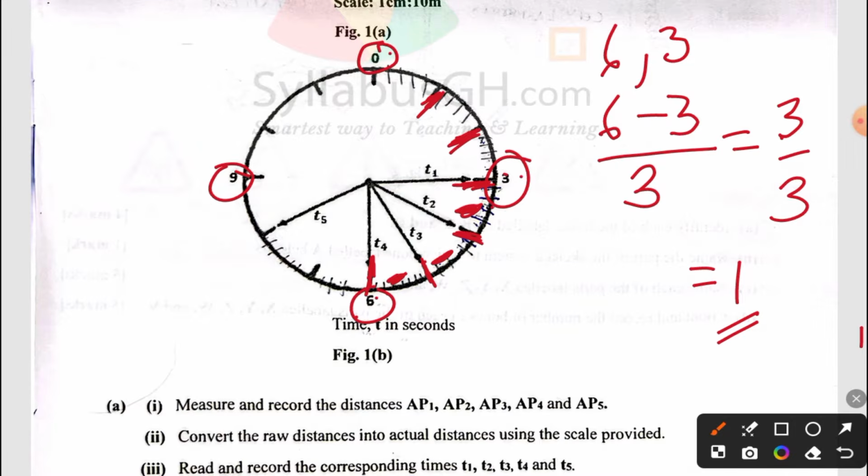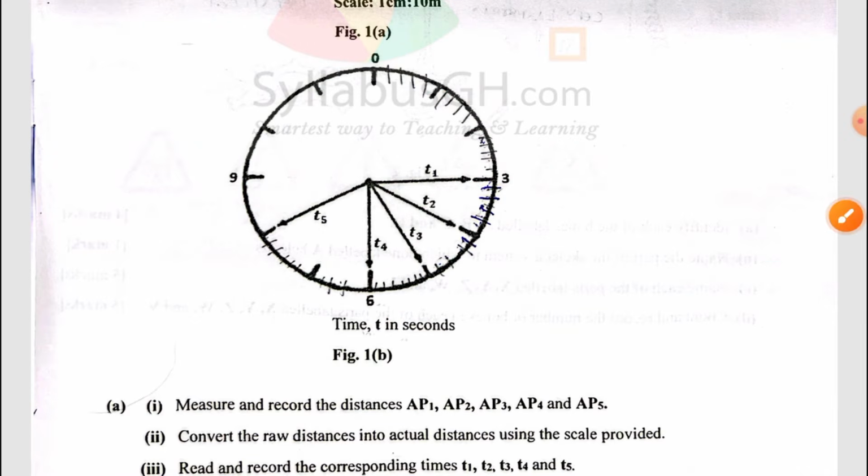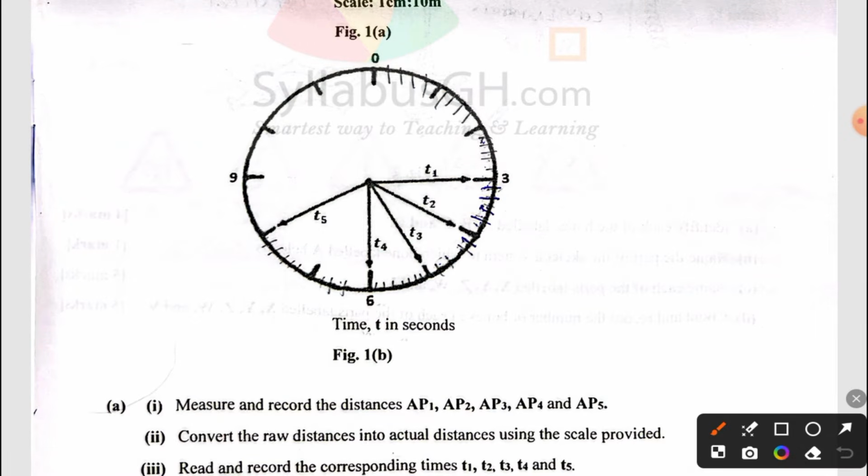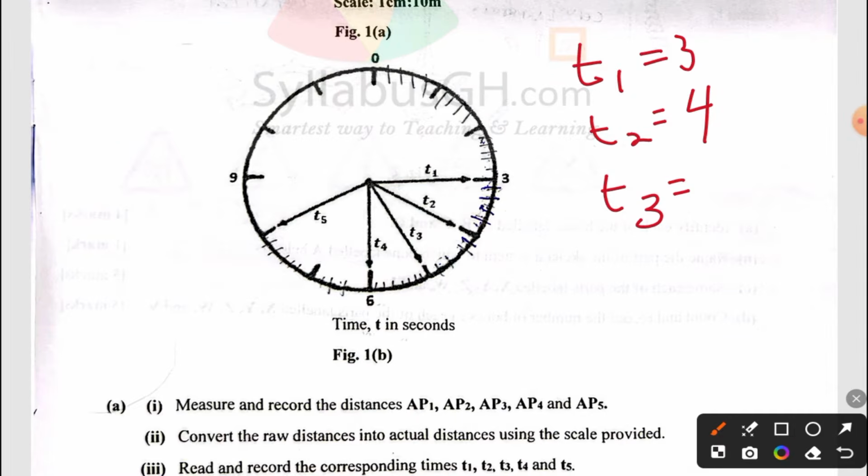Now, this tells you something. For the places that you marked, it means that before you move to the next, you have to add 1. I hope this is clear. So I would urge you to pause the video and then try, since it's clearer now. Then compare with what you got. T1 is very clear, it's 3. T2 is what? T2 is 4. T3 is 5. That's 5 seconds. T4 is 6 seconds. Then T5 will be 8 seconds.